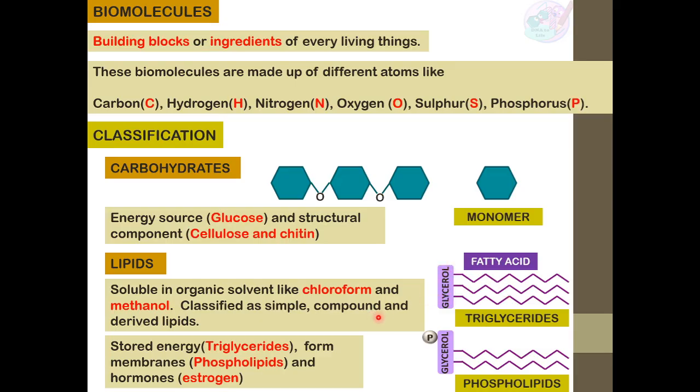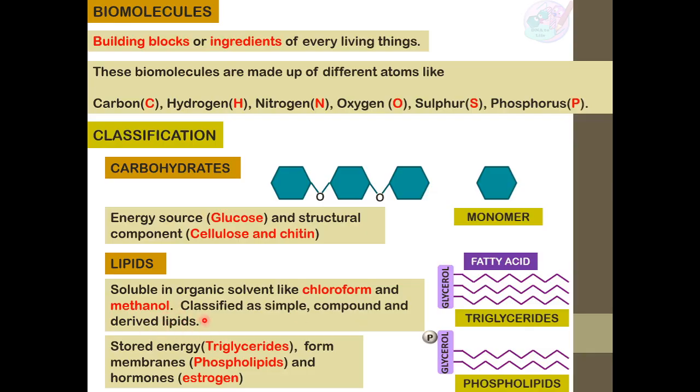Compound lipids: if you hydrolyze the compound lipids, you will get fatty acid chain, glycerol plus an additional group like phosphate in the case of phospholipids, carbohydrate as an additional group in the case of glycolipids, and protein as an additional group in the case of lipoproteins. And derived lipids are obtained after hydrolysis of simple and compound lipids. That's why they are called derived lipids.